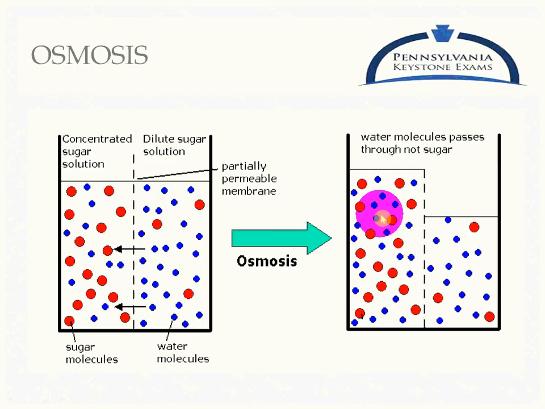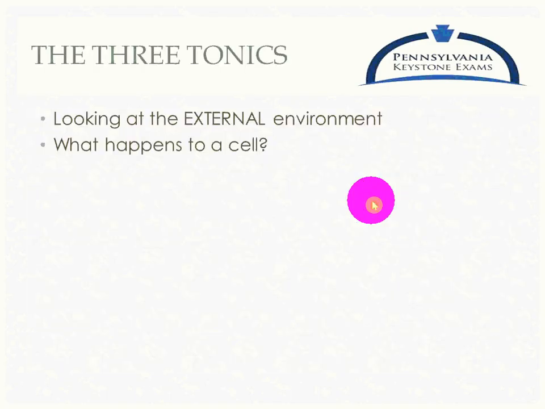It's not going to continue to raise the height on this side. That's what we're looking for with osmosis: the diffusion of water through a selectively permeable membrane. Now, this concept is so important that we break it down into 3 scenarios.